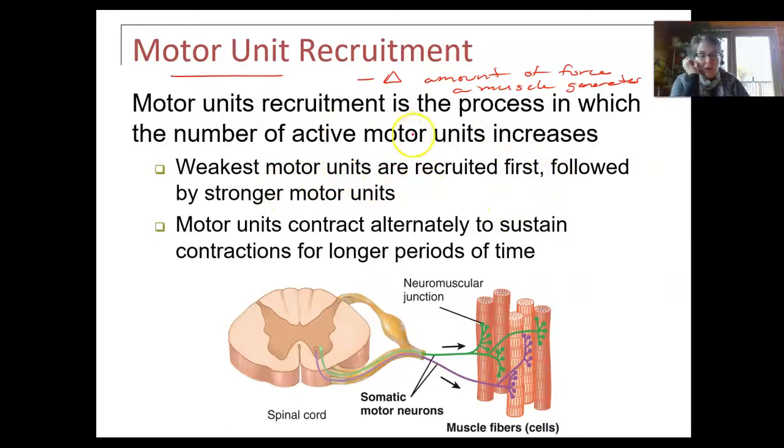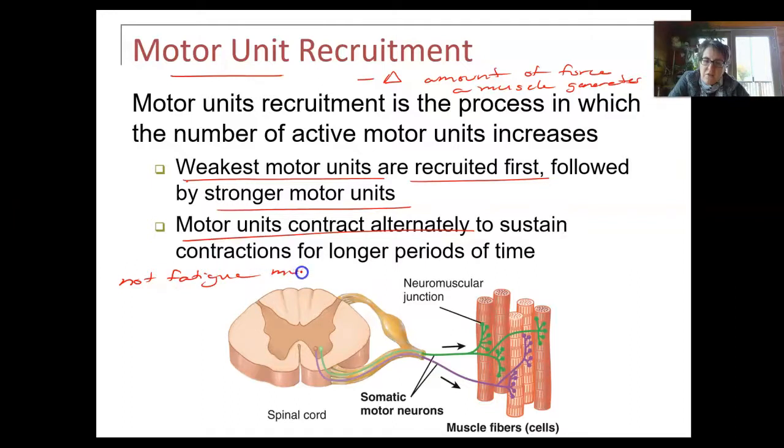But when we're asking a muscle to do work, the first things recruited to do the work are the weaker motor units. They are recruited first, and then we will have stronger motor units if that's not enough to get the job done. If I'm doing something for a long period of time, I'm going to alternate the motor units that are involved so that I do not fatigue the muscle. Fatigue is the inability to contract.